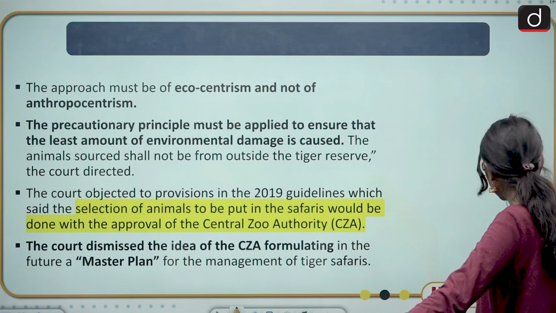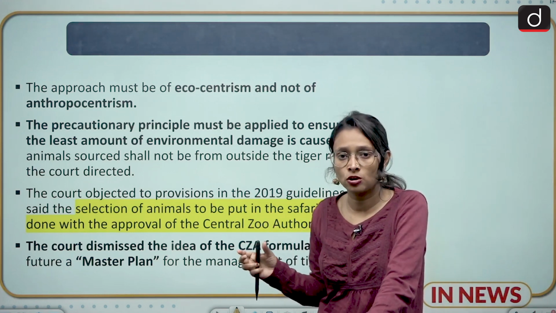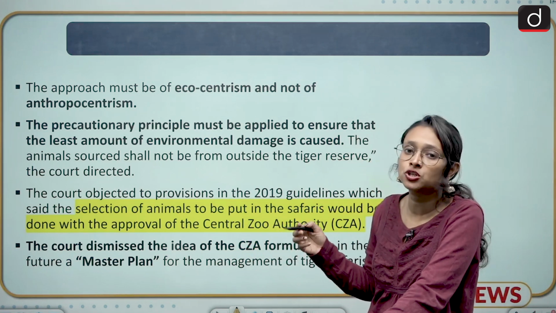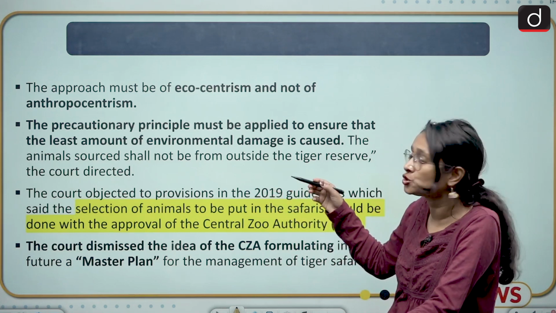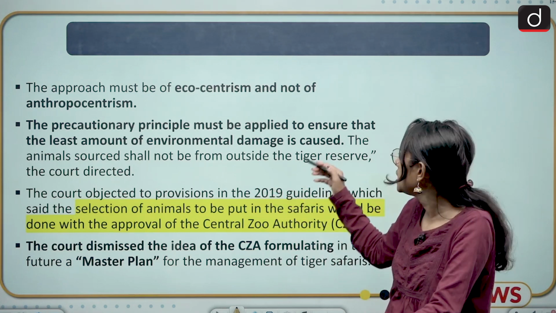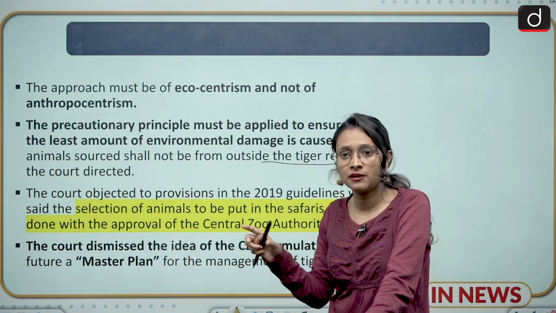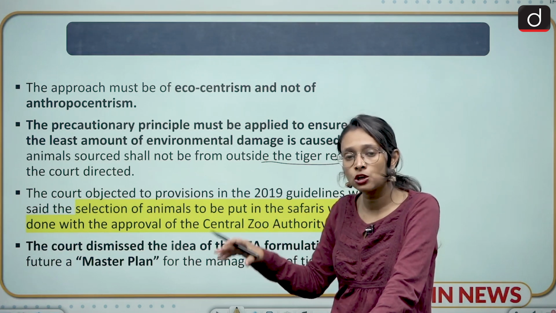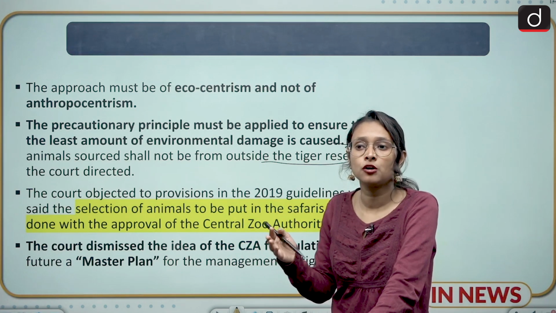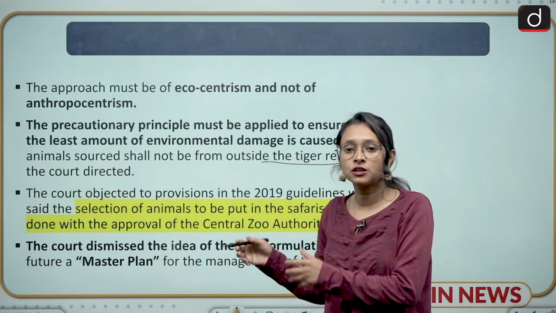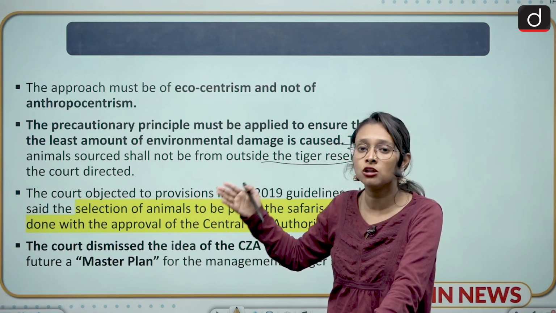The other recommendation also consists of what we already discussed, that it should be the approach of ecocentrism, not anthropocentrism, and precautionary principles are also required in order to maintain the tiger reserves and tiger safari, and it should ensure that whatever damage has been caused, the animal source shall not be outside the tiger reserves. So earlier we have seen that there is a guideline on whether the particular location's tigers would be used or not, but would be established and shifted to the same tiger safari areas. So this particular direction must be adhered to by all the tiger reserves.